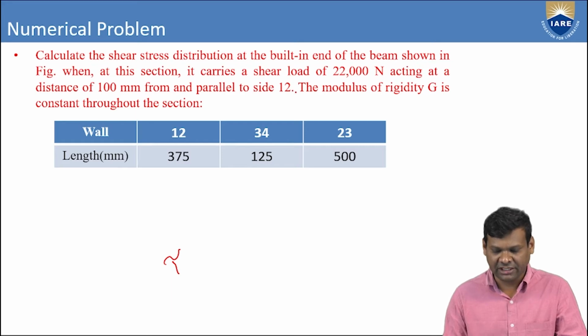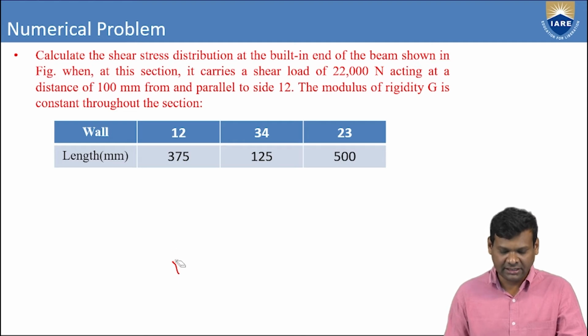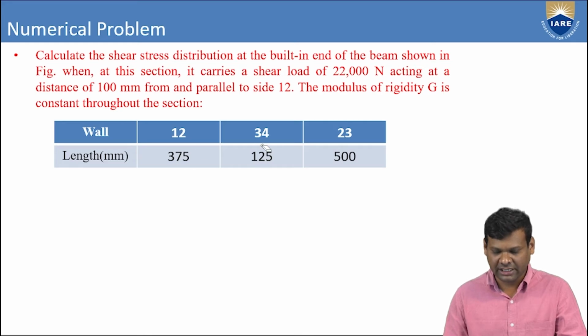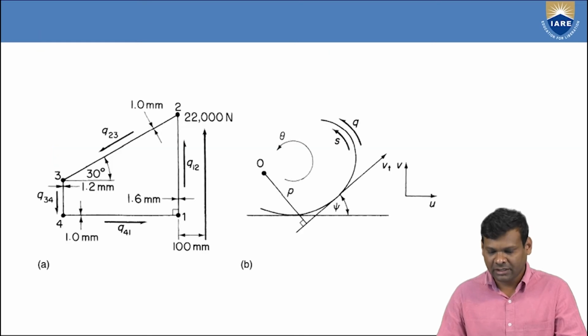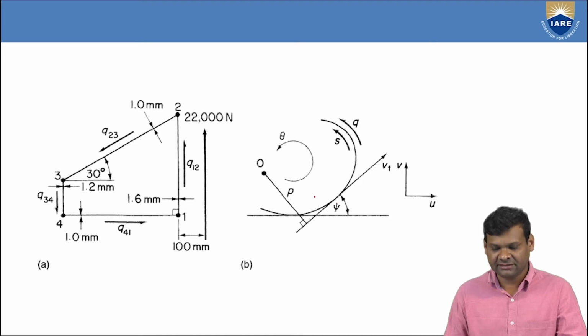and parallel to side 1, 2. The modulus of rigidity G is constant throughout this section, and the lengths of the walls are given as follows for 1, 2, 3, 4 and 2, 3, all in mm. This is a typical geometry. Here the thickness is 1.6 mm, this is 1.0 mm, this is 1.0 mm, and similarly it is 1.2 mm. This is the typical geometry corresponding to this problem, and an idea about the phi system is also given.